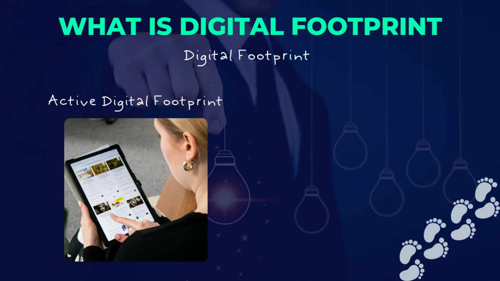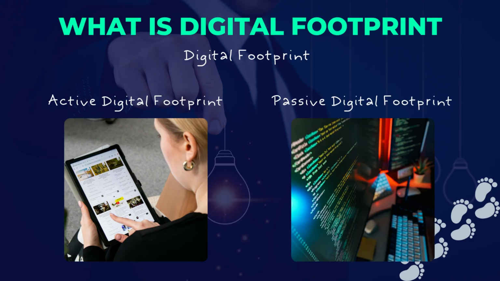Active digital footprint is data that a user intentionally shares, like posting on social media and agreeing to accept cookies on a website. Passive digital footprint, on the other hand, is data that is collected about a user without their active awareness or input. Examples include apps collecting data on your usage, device type, time spent, and websites recording your IP address, location, and browsing history.